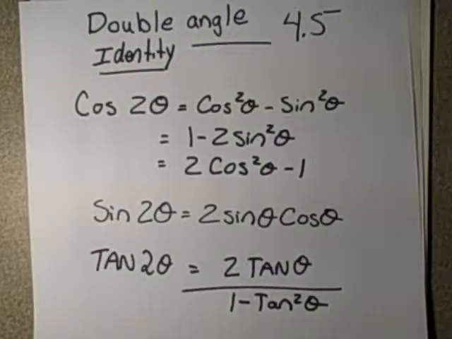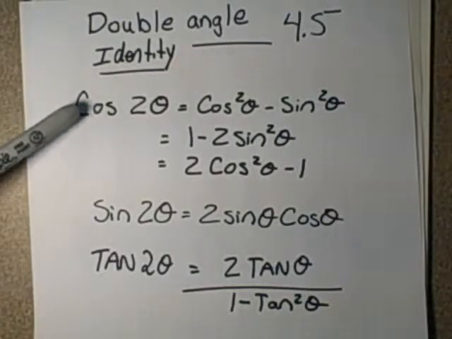Okay, this is our double angle identity, section 4.5 tutorial. If you're looking at section 4.5, we're going to be specifically looking at using the formulas for the double angle identities. And there are 5 different double angle identity formulas.